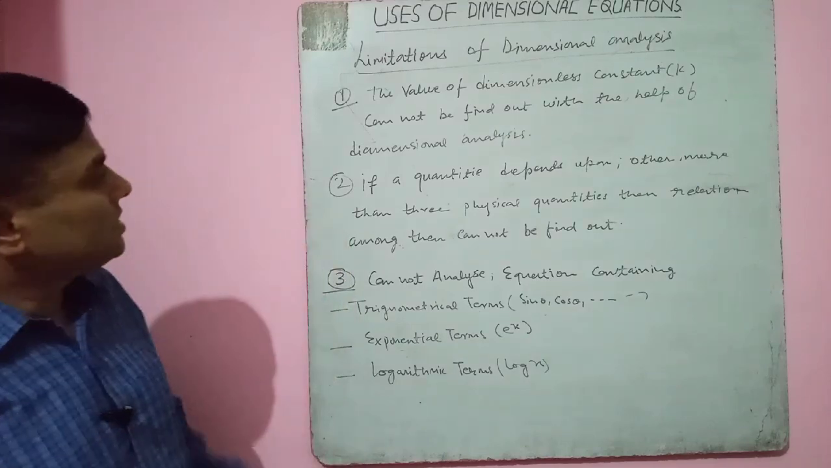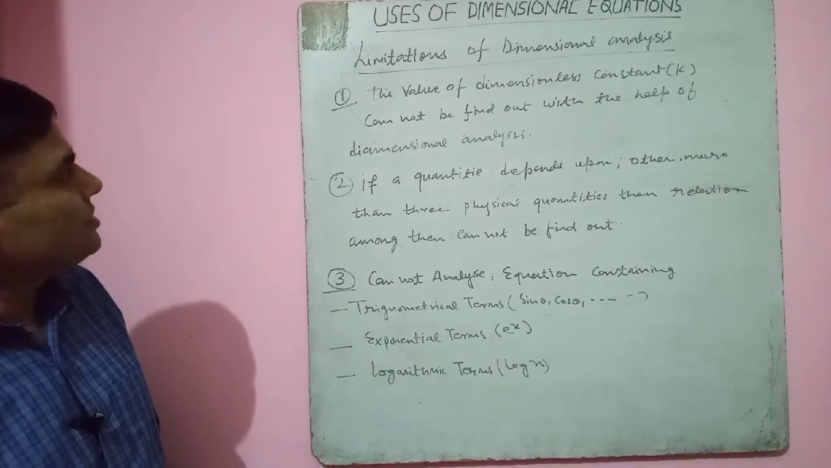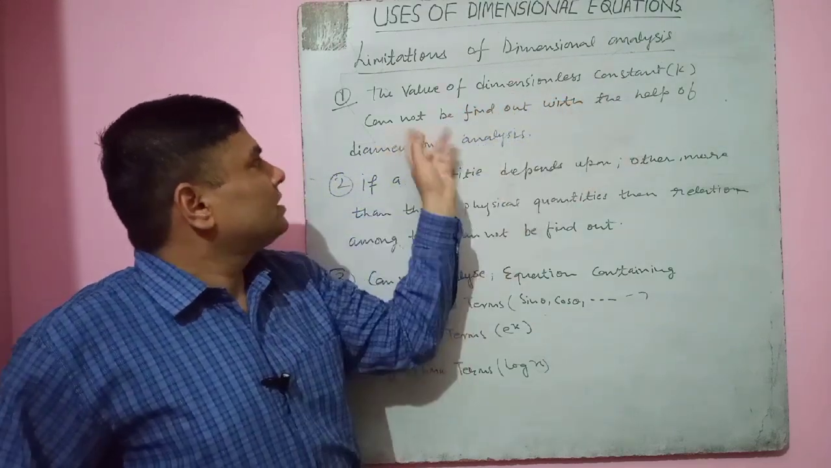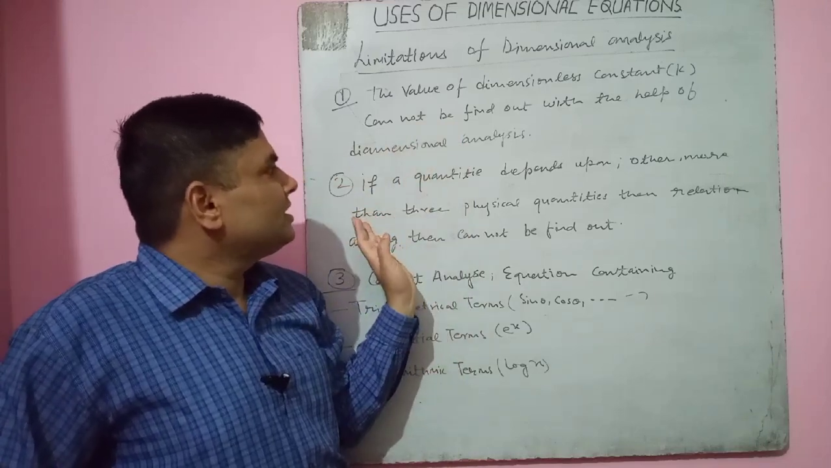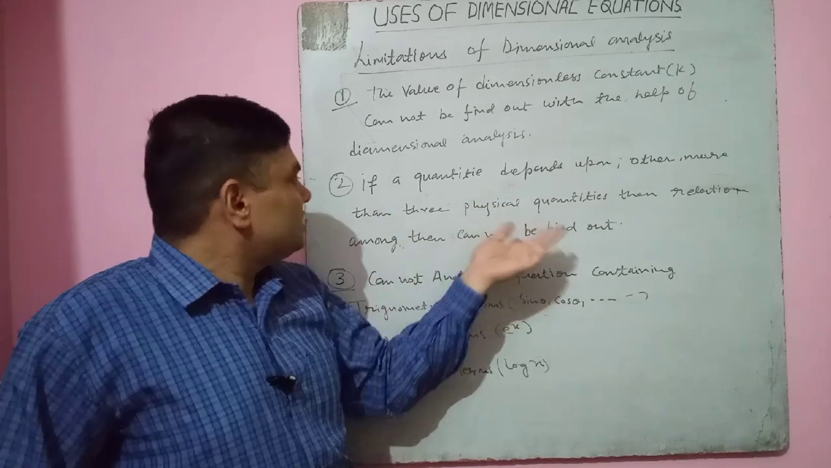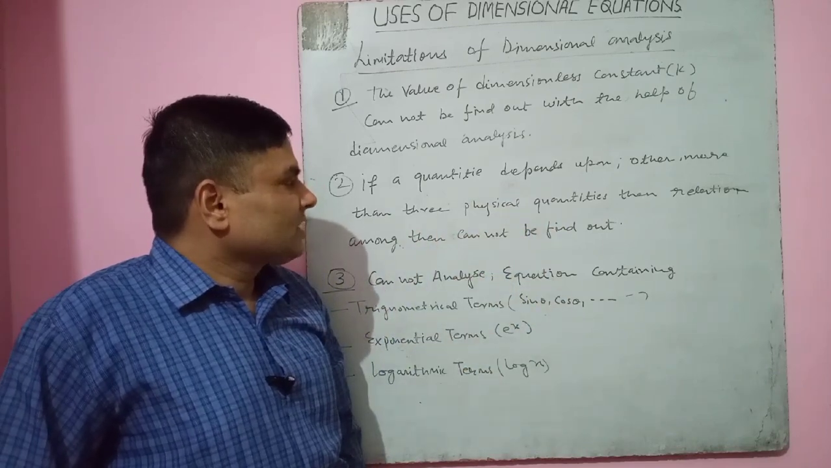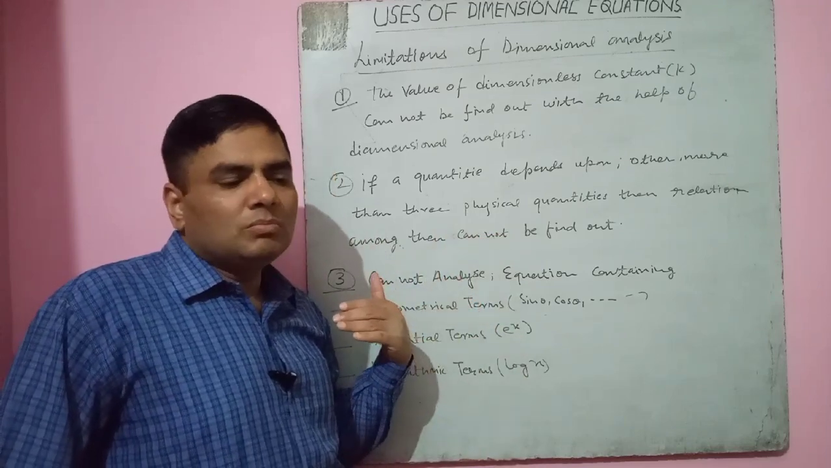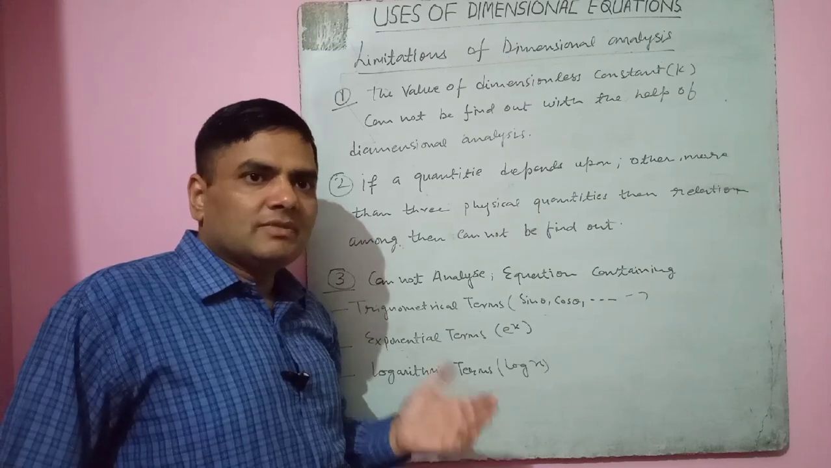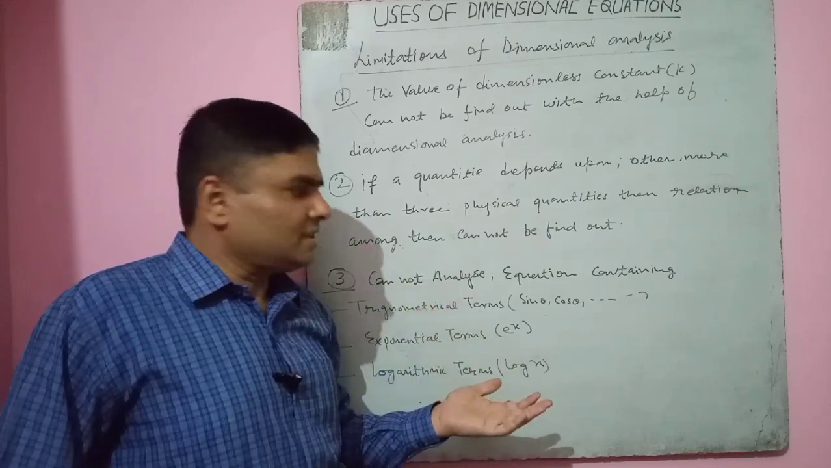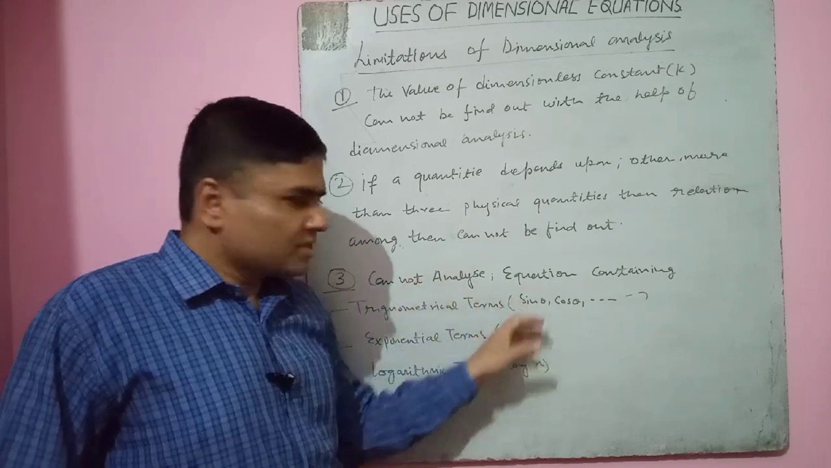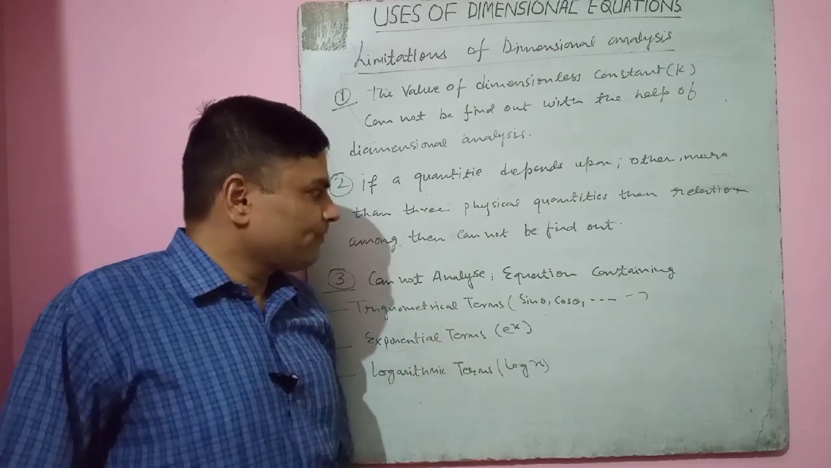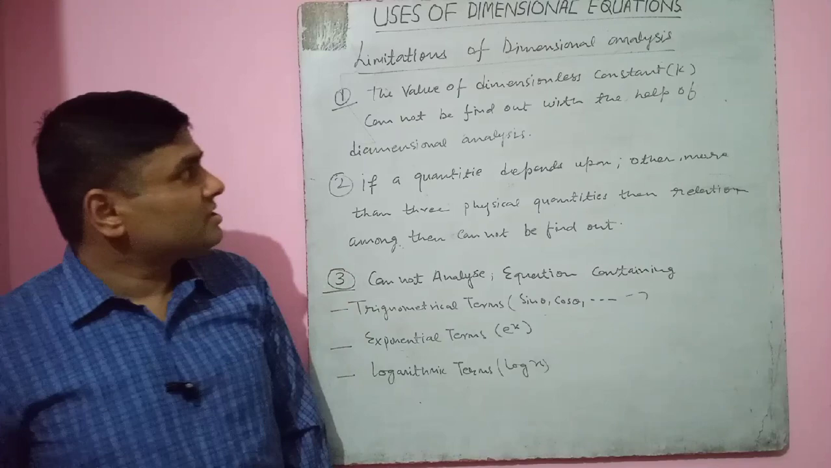Okay, so these are the limitations of dimensional analysis. First is that the value of the dimensionless constant K cannot be found out with the help of dimensional analysis. If a physical quantity depends on more than 3 physical quantities, then we cannot find the relation among them. Third, we cannot analyze equations which contain trigonometrical terms, exponential terms and logarithmic terms. So these are the limitations of dimensional analysis.